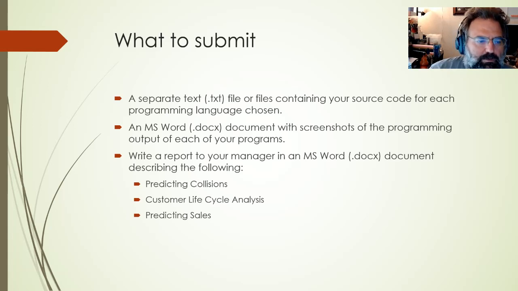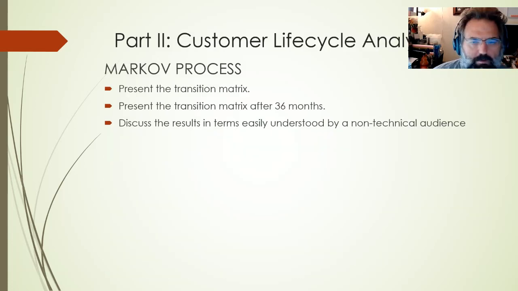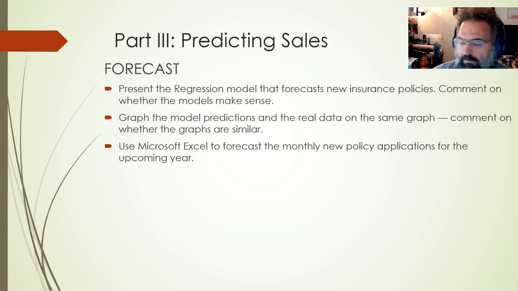As always, what do you submit? Your source code, always a good thing. Word document with screenshots that also includes that write-up as a report. That talks a bit about predicting collisions, basically those 3 parts that you're asked to do. Then we have the principal component analysis, Bayesian analysis, Monte Carlo analysis, model validation, then Markov process, predicting sales.